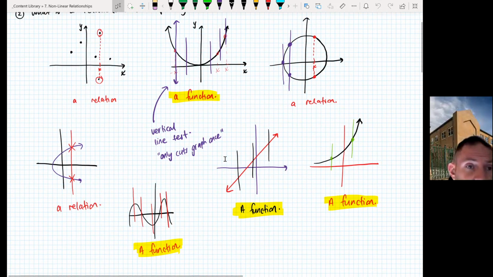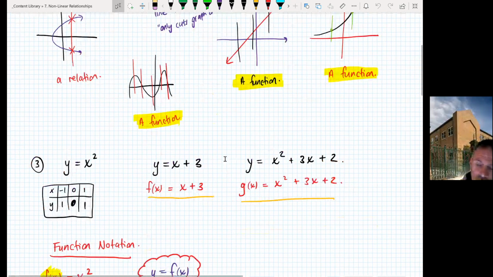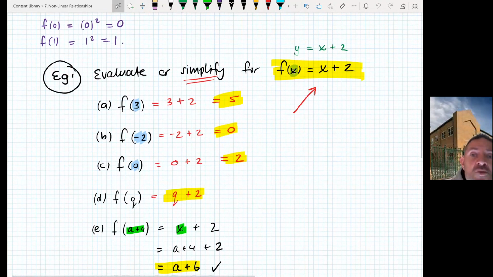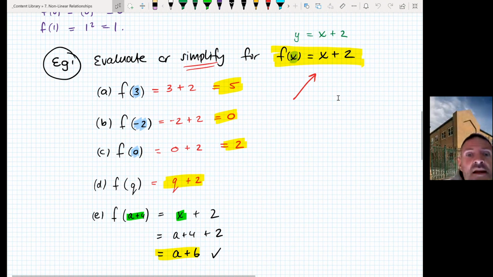We then looked at function notation, f of x. And remember, when I'm talking about that, we say f of x. That's how the terminology is. So f of x just means y. They're the same thing, and it just means whatever's in that little bracket part, we can sub into whatever the equation is. So we looked at f of x equals x plus 2. We subbed in 3, got 5. We subbed in negative 2, we got 0. We subbed in 0, we got 2. I subbed in q, I just got q plus 2. I subbed in a plus 4, I got a plus 4 plus 2, etc. And that's all we're doing.